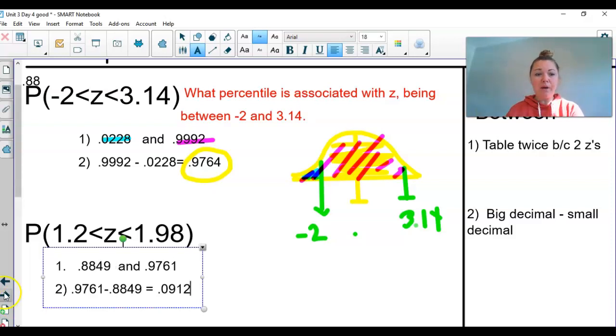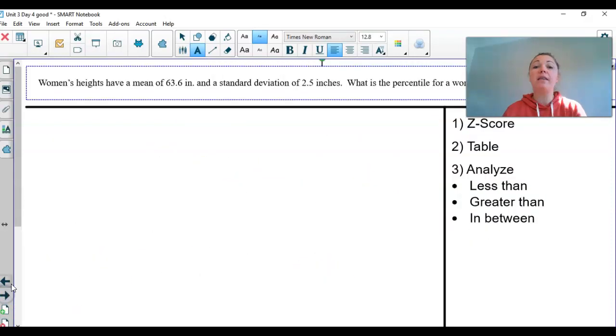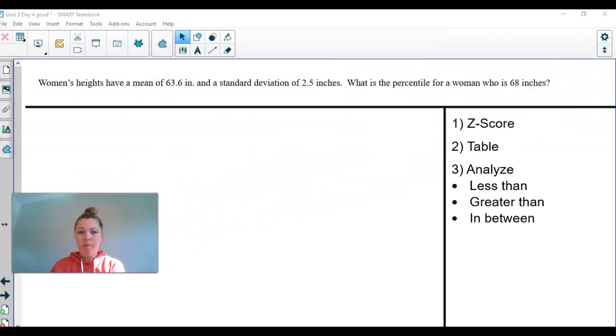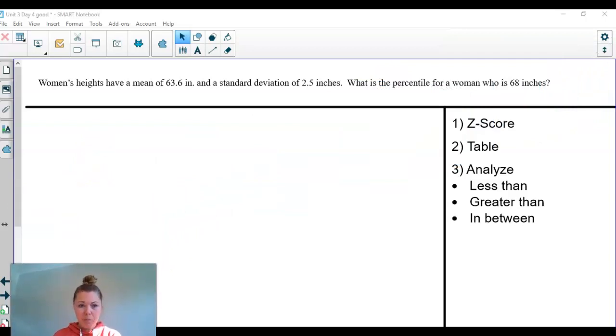Okay, the last thing that we're gonna do for the day is we need to know how to do this with a word problem. Okay, women's heights have a mean of 63.6 inches and a standard deviation of 2.5 inches. What is the percentile for a woman who is 68 inches?